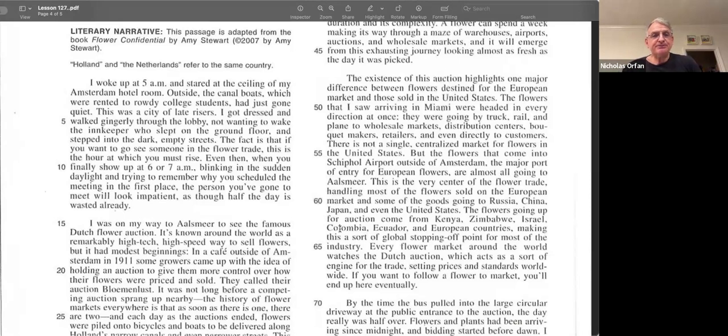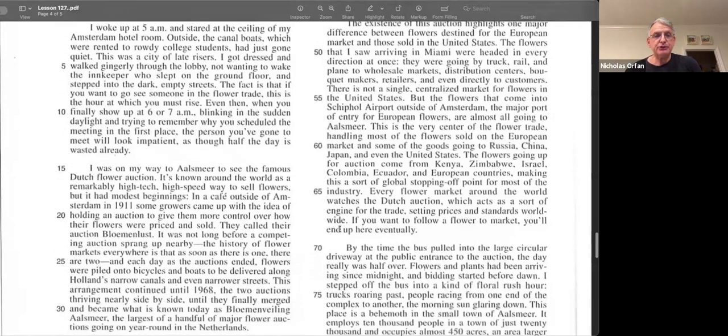The fact is that if you want to go see someone in the flower trade, this is the hour at which you must rise. Even then, when you finally show up at 6 or 7 a.m., blinking in the sudden daylight and trying to remember why you scheduled the meeting in the first place, the person you've gone to meet will look impatient, as though half the day is wasted already.